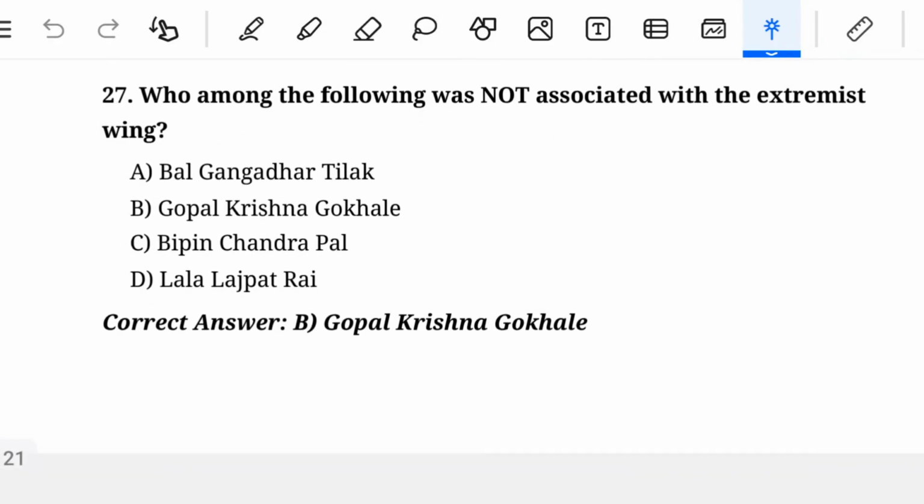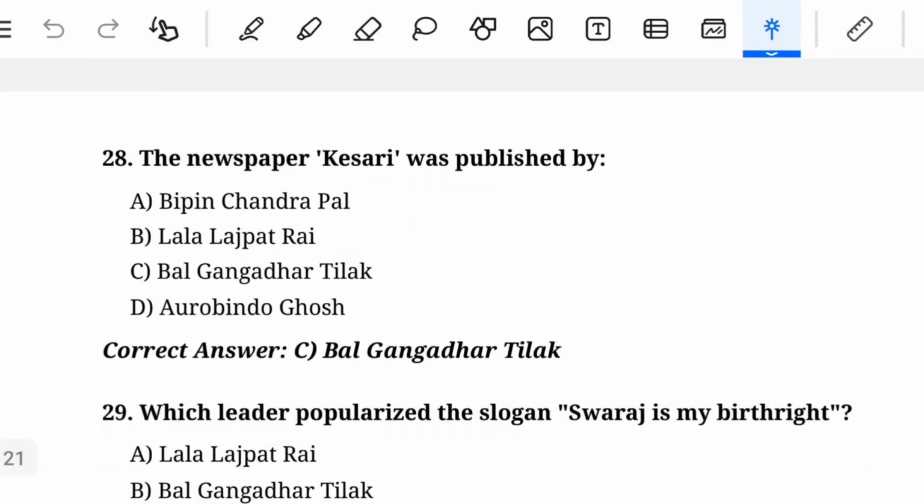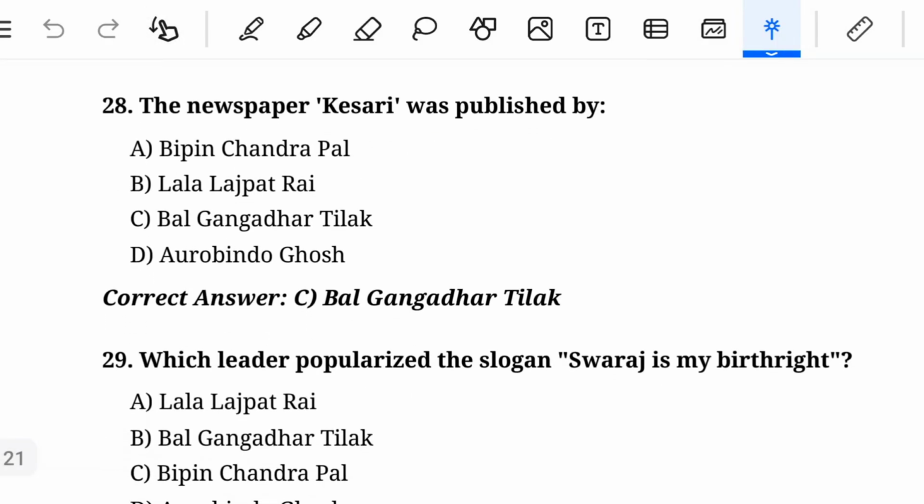27. Who among the following was not associated with the extremist wing? A. Bal Gangadhar Tilak. B. Gopal Krishna Gokhale. C. Bipin Chandra Pal. D. Lala Lajpat Rai. Correct answer B. Gopal Krishna Gokhale.